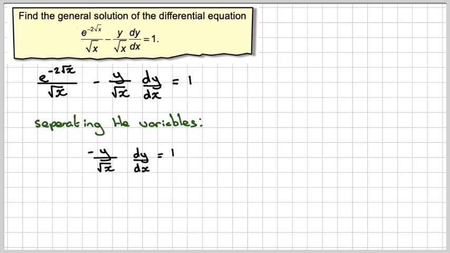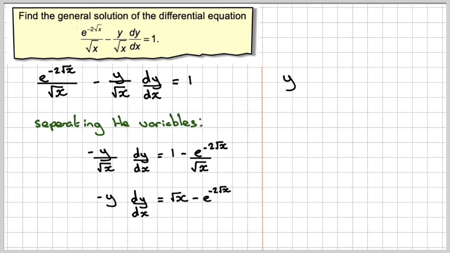Right, so what I'm going to do, I'm going to write minus y over root x dy by dx is equal to 1 minus e to the minus 2 root x over root x. So what I've done, I've taken that over to this side. And then I'm going to have minus y, and then multiplying through by root x, these root x's will cancel out. And because I've got minus here, and I really want it to be plus, I'm going to write y dy by dx is equal to, with these two swapped round, e to the minus 2 root x. Now we achieved the objective of getting y on the left-hand side and x on the right-hand side.